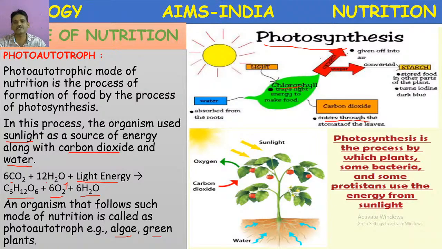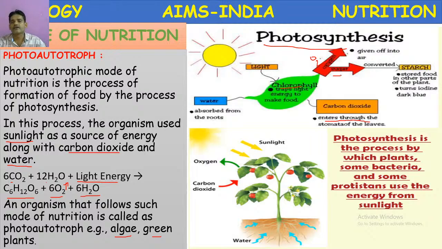What are the raw materials? Photosynthesis takes place in the presence of sunlight. Water and carbon dioxide undergo a photochemical reaction in the chloroplast of green plants, which gives rise to sugar. Sugar is the product of photosynthesis. Along with that, during this process, oxygen is also released, or given off into the air.